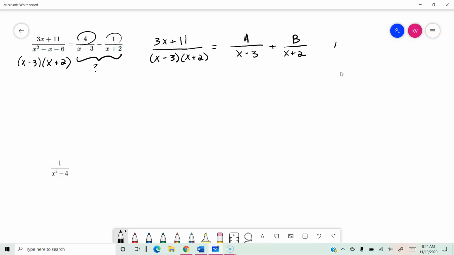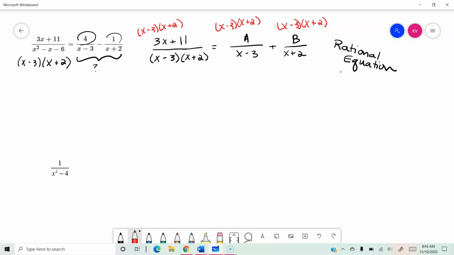Then you want to treat this like a rational equation, which is something else we've already studied this semester. You want to multiply through by your least common denominator. Your least common denominator is (x minus 3)(x plus 2), so you're going to be multiplying through this entire equation. I'm going to write that across the top here. Then, as you've already studied, you can do some reducing and simplifying.